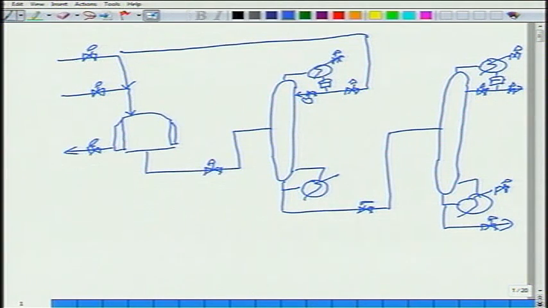Any other valves? I may have missed some. Okay. So we are putting in A, putting in B. A plus B gives C, C plus B gives D. You are taking out C up the top here, you are taking out D down the bottoms here, and this is AB recycle.